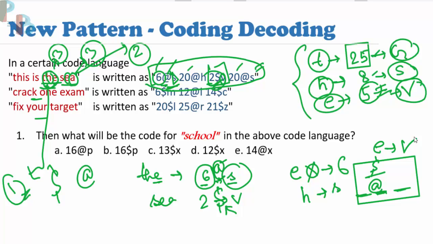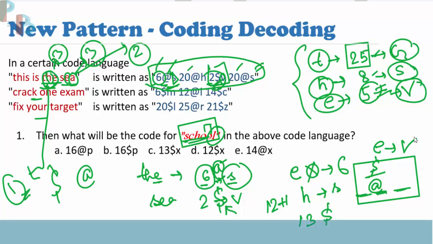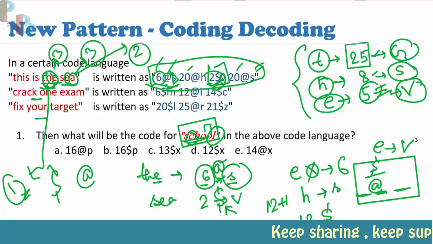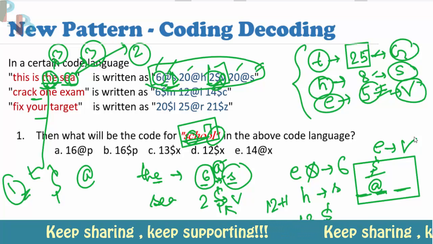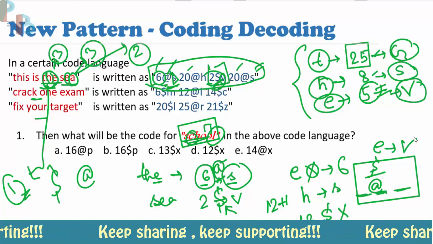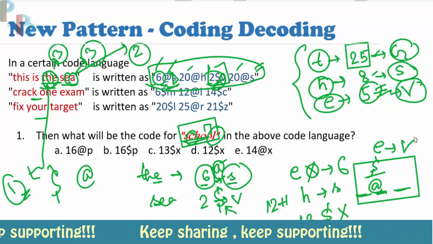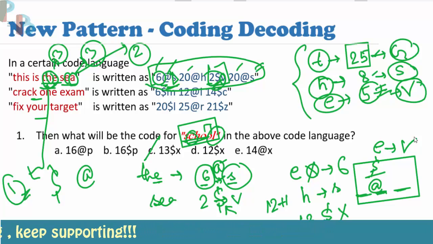So here it is written as school, right? School. So for school we have this letter L. The place value of L is what? 12. Then 12 plus 1 will be 13. Let's see the number of vowels in it. So 2 O's, the number of vowels is 2. Therefore it will be a dollar sign, and then the second letter is C. The opposite value of C is X. That means $13X. Is there any? Yeah, option number C. Option number C is the correct answer.